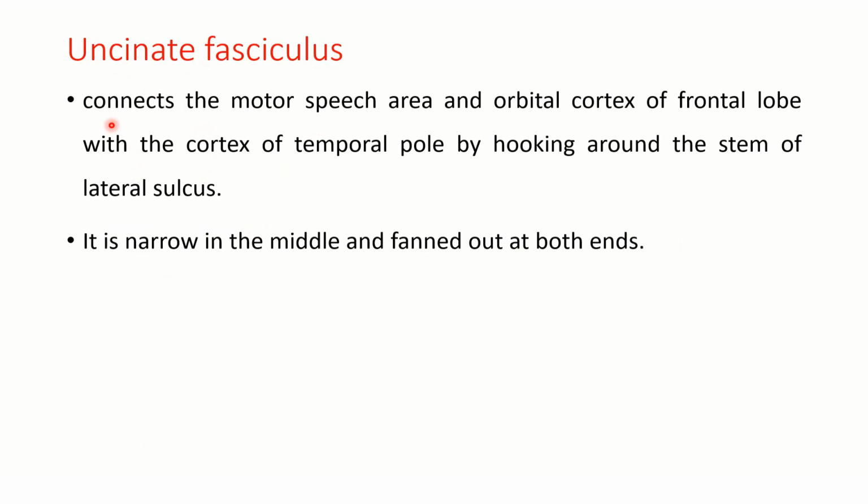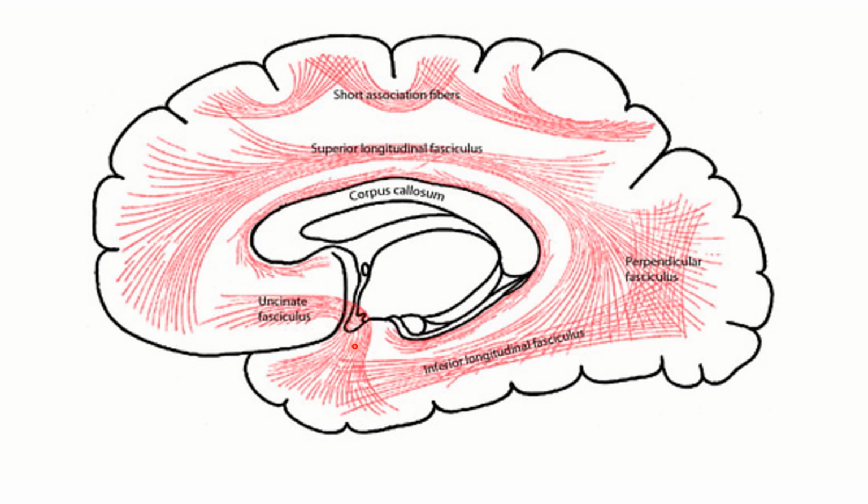Uncinate fasciculus connects the motor speech area and orbital cortex of the frontal lobe with the cortex of the temporal pole by hooking around the stem of the lateral sulcus. It is narrow in the middle and fanned out at both ends. You can see here, this is the uncinate fasciculus.